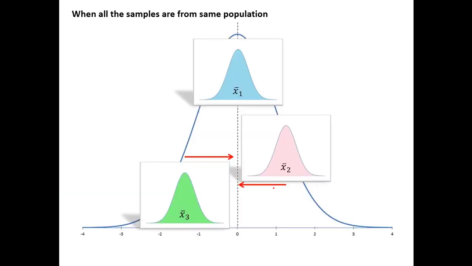From this figure, you can easily understand that these three samples x1, x2 and x3 are all coming from the same population. What it shows is that the mean of x1, the mean of x2 and the mean of x3 are very near to the mean of the population. If the samples are coming from the same population, it is expected that the means of the samples are very near to the main population.